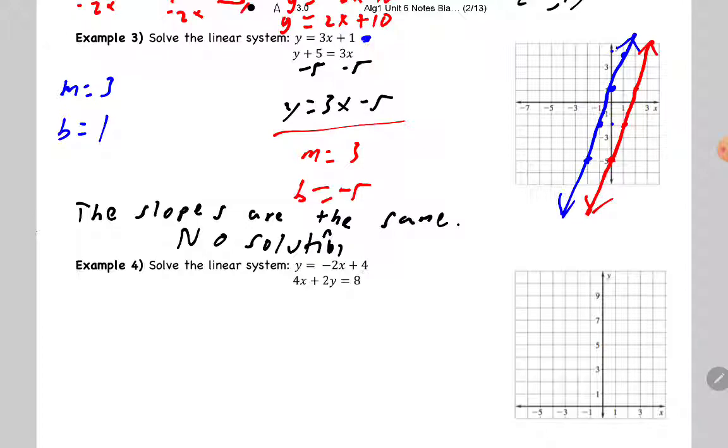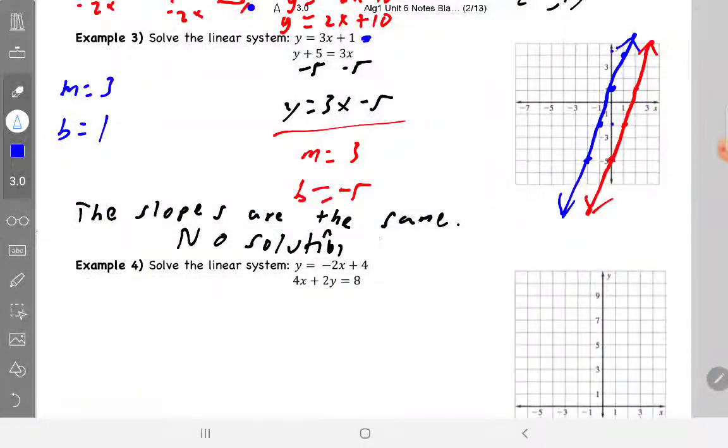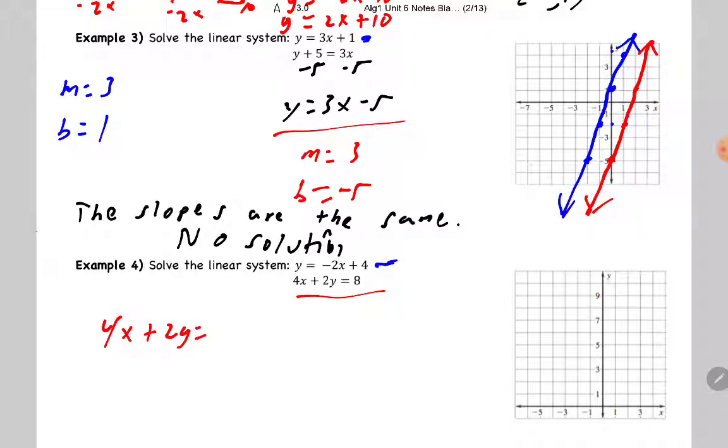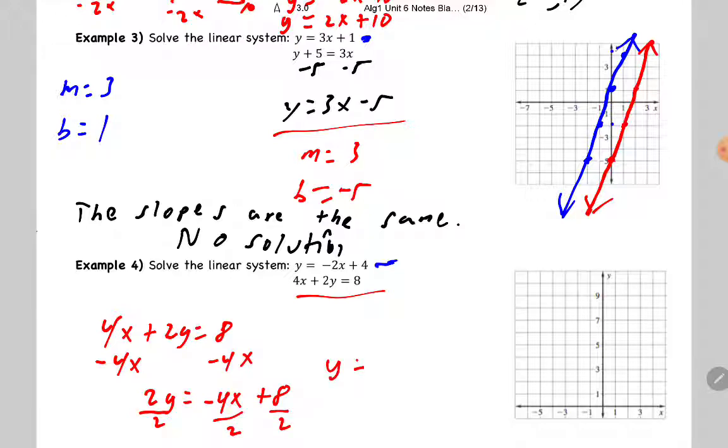Alright, let's do this one. So we have y equals negative 2x plus 4. Let's call that the blue one. Okay, here we go. Let's do the red now. So 4x plus 2y equals 8. Getting y by itself, we're going to subtract 4x, and we'll get 2y equals negative 4x plus 8. And then lastly, to get y by itself, I have to divide everything by 2. So I'll get y equals negative 2x plus 4.